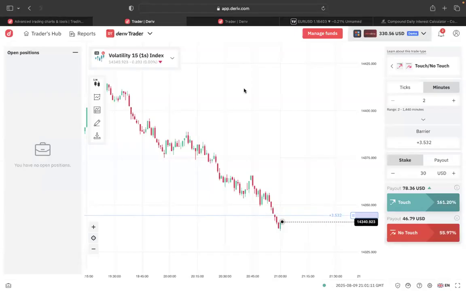All right, so let's get started. Today we are back on the touch stroke, no touch 2 minute strategy. From yesterday, we have an idea of what this whole thing is about and how it works. So let's go from there.